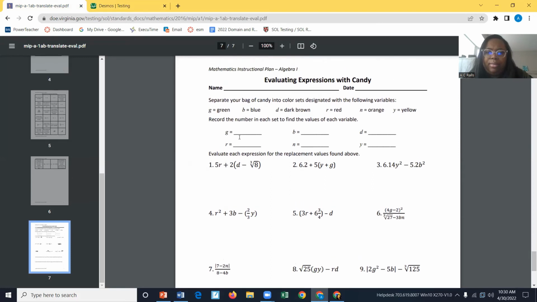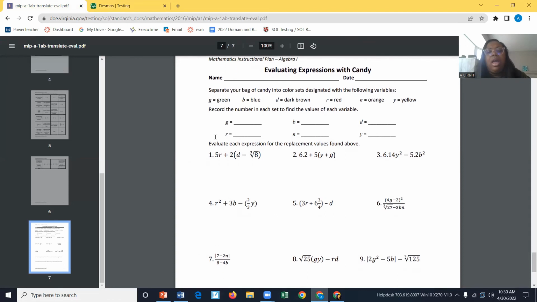All right, let's go back and see what my R was. It says separate your bag of candy into color sets. Well, I'm going to give some values for this. I didn't realize that we had to do a whole task. So we're going to give some values. Let me input some values in for us. And I'll make sure when you have your practice that you'll have values here, so it won't just be randomness.